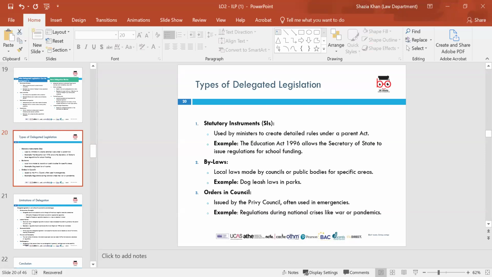Bylaws can also be made by public corporations and certain companies for matters within their jurisdiction when they involve the public. This means that bodies such as the British Airports Authority and the Railways can enforce rules about public behaviour in their premises. An example of this can be the smoking ban on the London Underground.